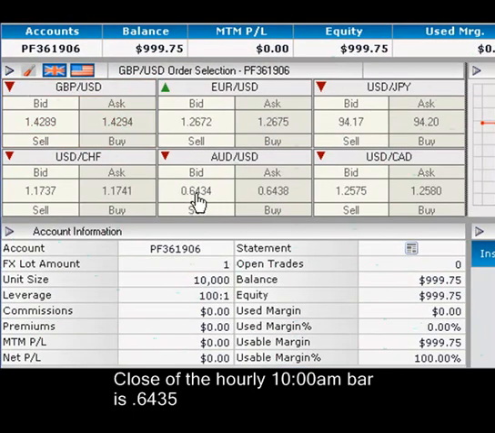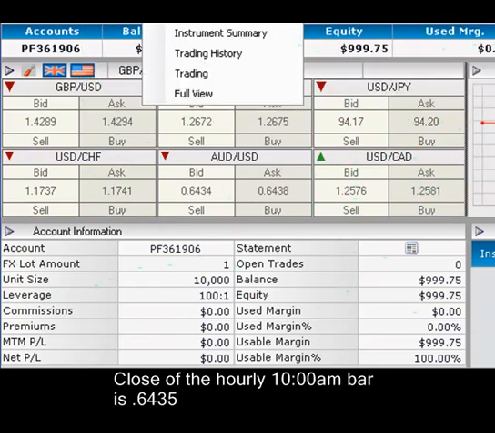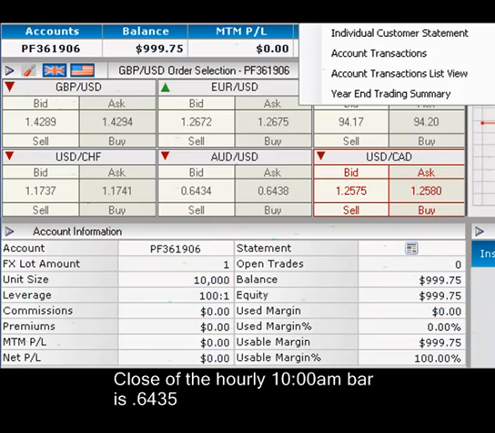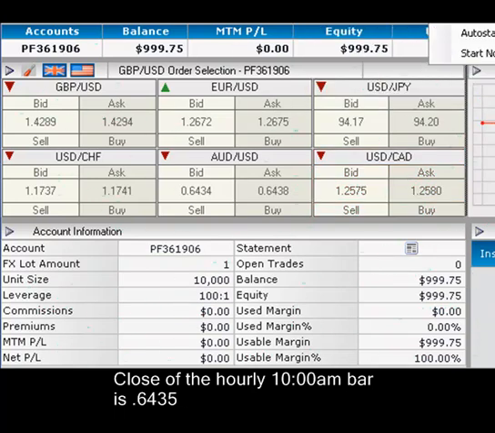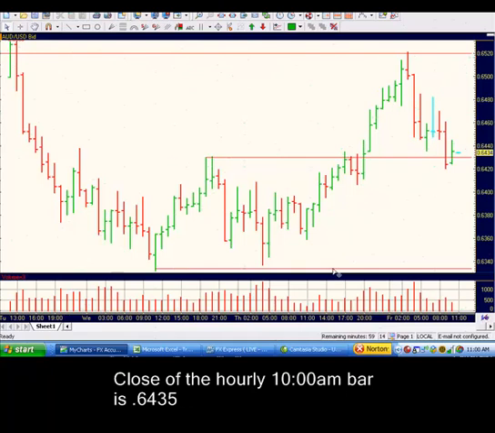Price hasn't moved there. Right, 64.35 is where we want to be looking at taking a trade, somewhere around that particular period. So we're just going to wait a little while. Be a little patient. Let's go back to the charts. 64.35 is where we want to execute.